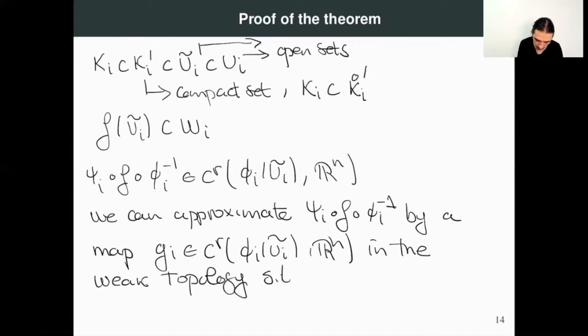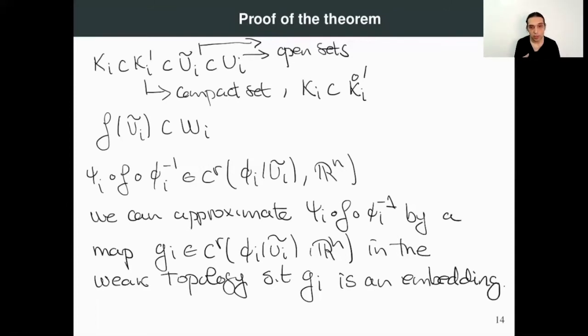Such that Gi is an embedding. Okay, we can do this because of the Whitney approximation theorem and the Whitney embedding theorem for submanifolds of Euclidean spaces, right?